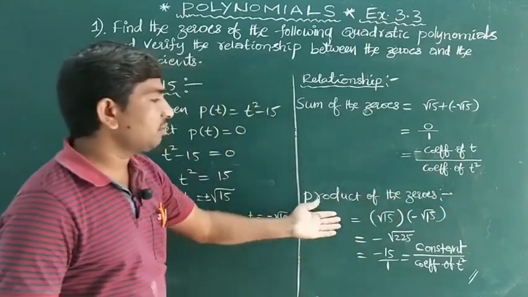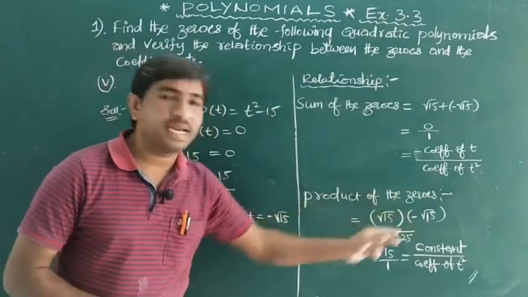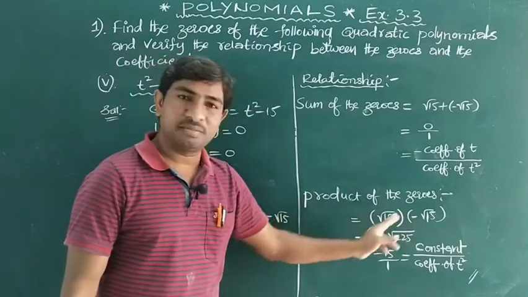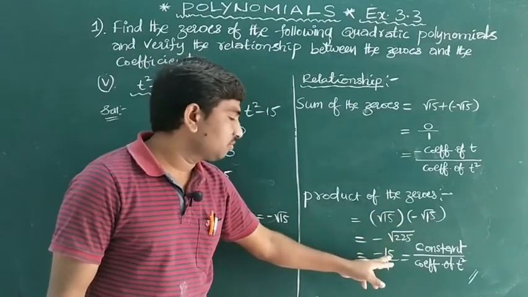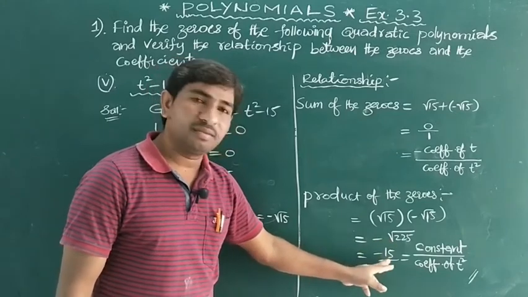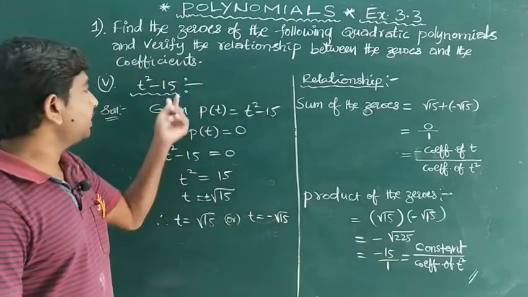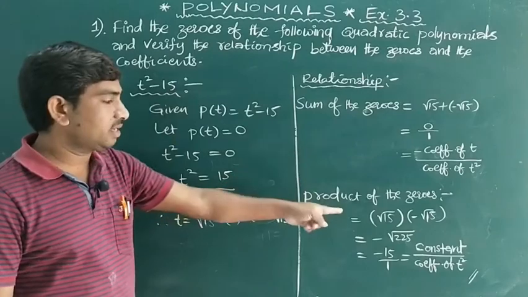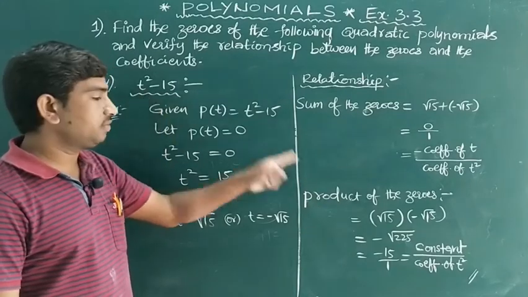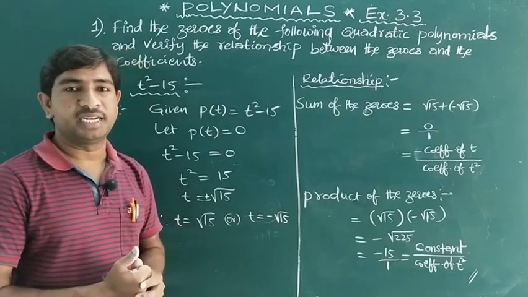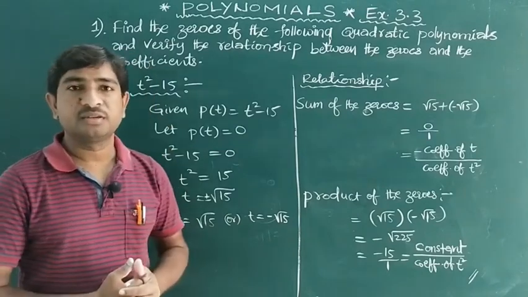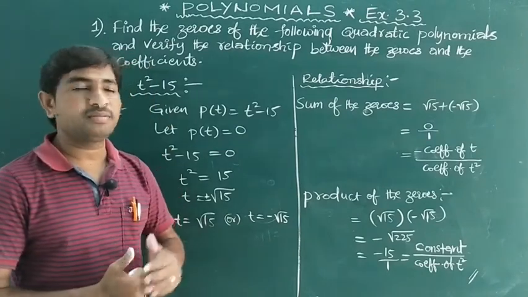Now the product of the zeros: root 15 into minus root 15. Plus into minus is minus, root 15 into root 15 is root 225, and root 225 is 15. So minus 15 by 1 you can keep that. Minus 15 is the constant term and 1 is the coefficient of t square. So this is the relationship between the zeros and coefficients of the fifth problem. Now the final problem, the sixth problem.